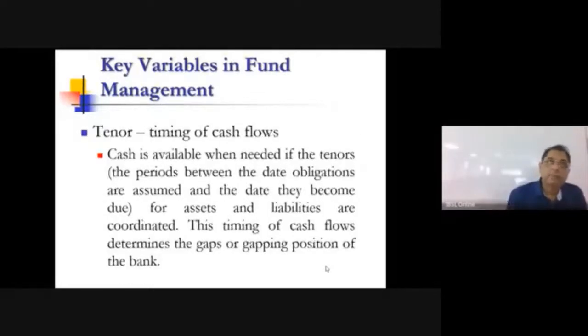Tenor. Again, somebody asked this question, whether we are in a position to borrow 5 years and lend for 1 year, borrow 5 years and lend for 5 years, borrow 5 years and lend for 3 years, or borrow 5 years and keep lending it overnight. So I'll give you an example.